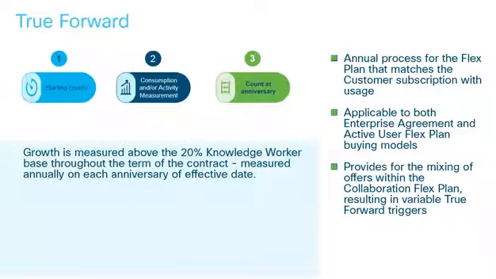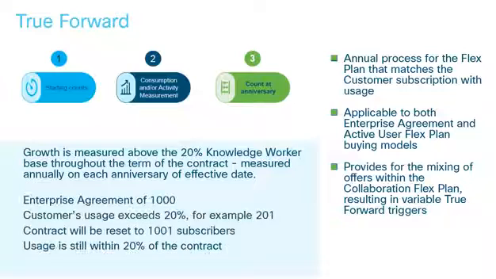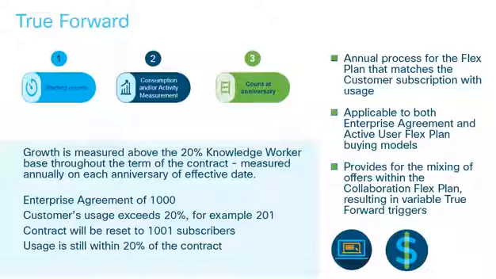Growth is measured above the 20% knowledge worker base throughout the term of the contract, measured annually on each anniversary of effective date. For example, in an enterprise agreement of 1,000, if the customer's usage exceeds 20%, for example 201, the contract will be reset to 1,001 subscribers, so the true usage is still within 20% of the contract. True Forward is applicable to Enterprise Agreement and Active User buying models, as is. When True Forward is triggered, this is good news. It means the customer is adopting the service in greater numbers, and that means more recurring revenue for the partner.